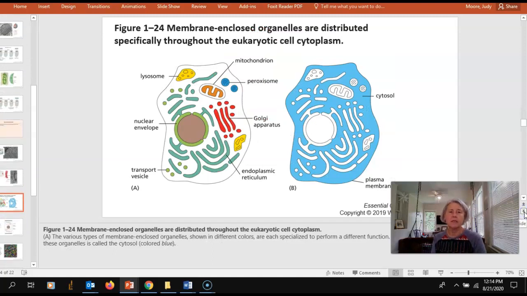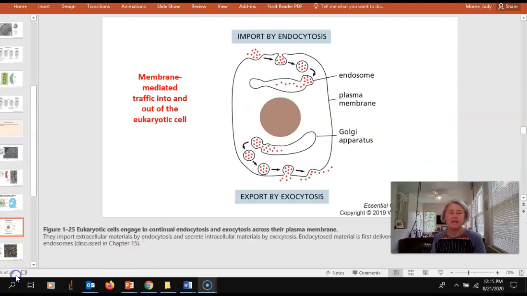These membrane-enclosed organelles are distributed specifically and held in place in locations where they need to be within the cytoplasm of the cell. Cells are constantly in communication with their internal and external environment, so one of the ways in which they're able to communicate and influence their environment is by importing and exporting materials using membranes to mediate the traffic. There are other mechanisms as well, but the membranes are an important component of this trafficking.